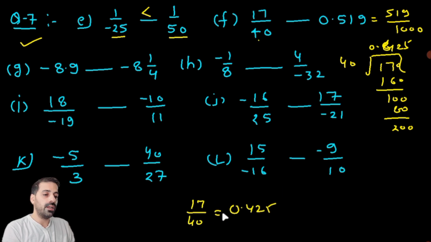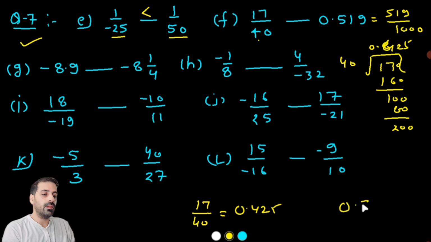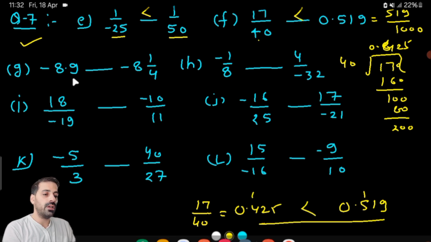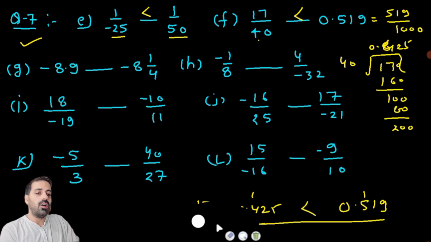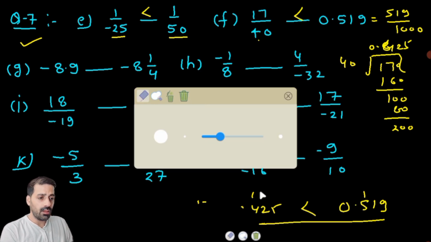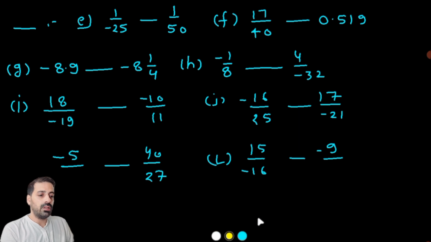We have the second number here, 0.519. So after the decimal we have 5 here, after the decimal we have 4 here, so that is why this number is greater. So this is the greater number here. Now again here, solve the next one.